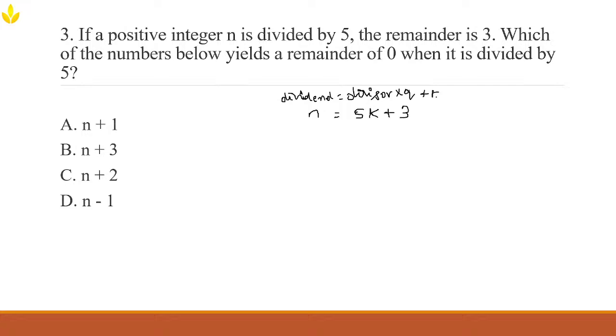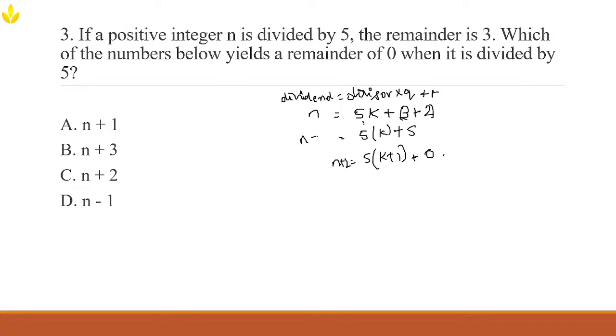But later on, we have to find the number which yields the remainder of 0 when it is divided by 5, which needs to be completely divisible. That means we have to add 2 to it so that the addition gives you 5, and we can take the common factor. 5k plus 5 gives you 5 times k plus 1, and the remainder we can write as 0. So here also we add 2 to it.